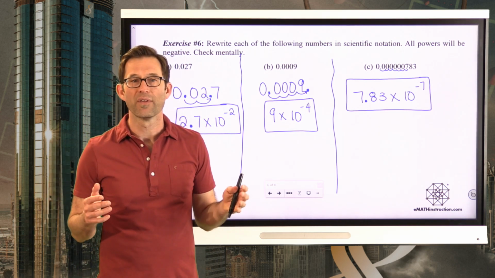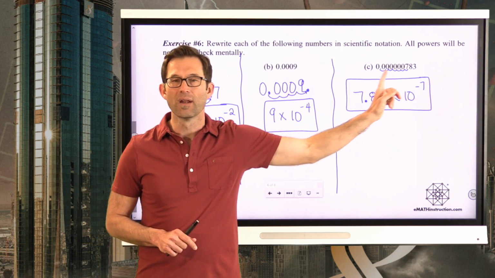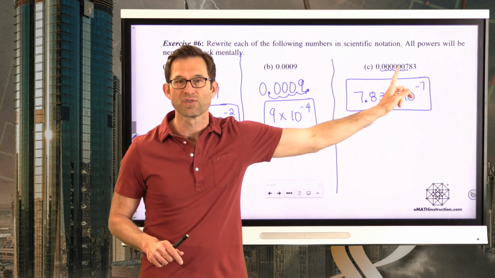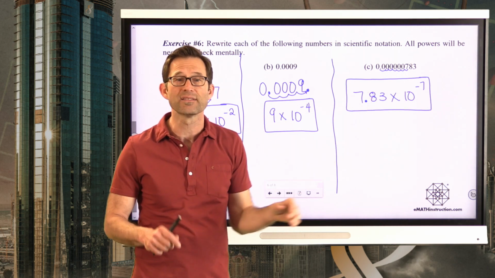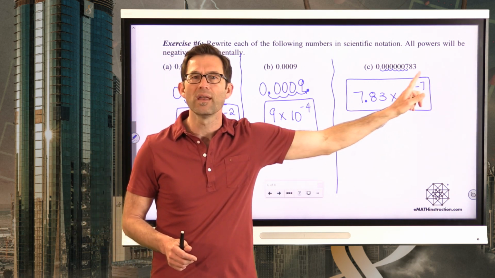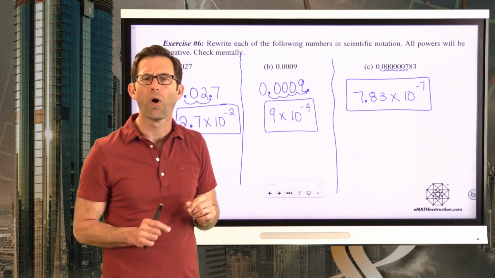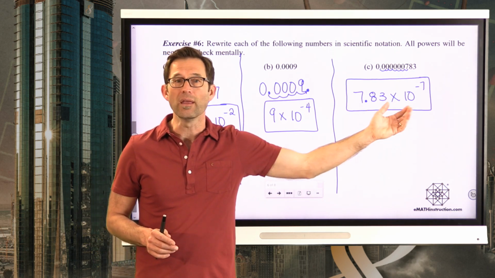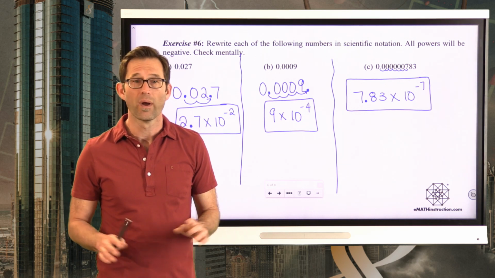Let's really talk about this, and then we're going to get into some nice applications which are kind of cool. I don't want to write this number this way, because all these zeros are obnoxious. This is a much more compact way of writing the number, and as a scientist or an engineer, because it's 10 raised to a pretty big negative exponent, I know this is a very small number. 10 to the negative 7th is tiny, and if I have 7.83 of these, I don't have much at all.